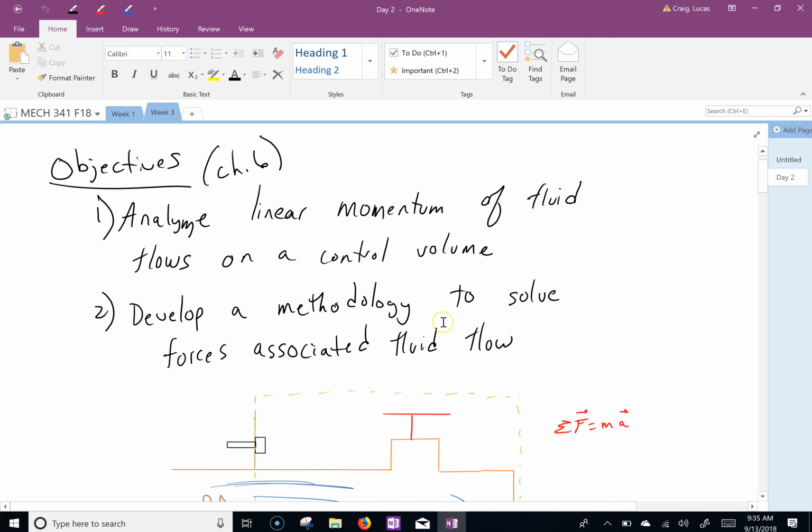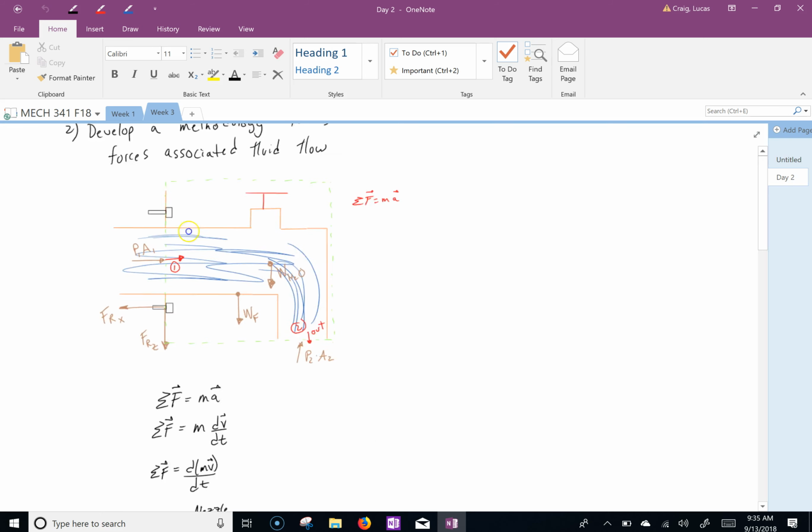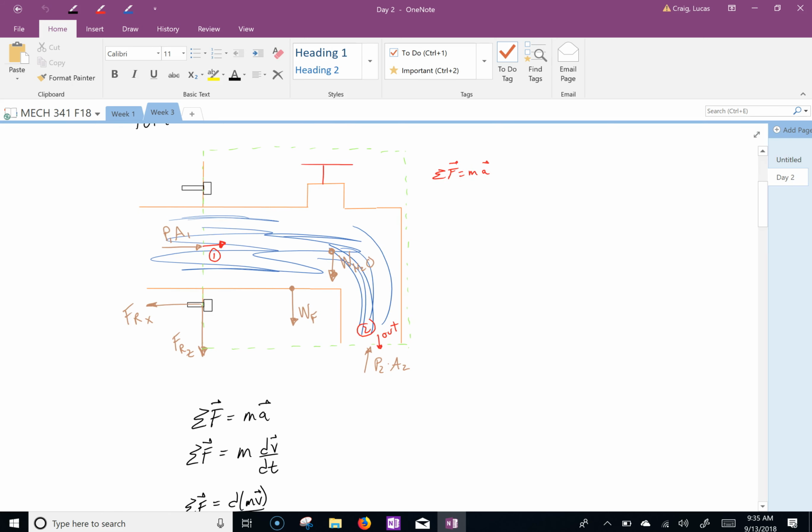Okay, so last class we started looking at... okay, the slide's moving, but the screen isn't moving. There we go. We started looking at really Newton's second law, okay?